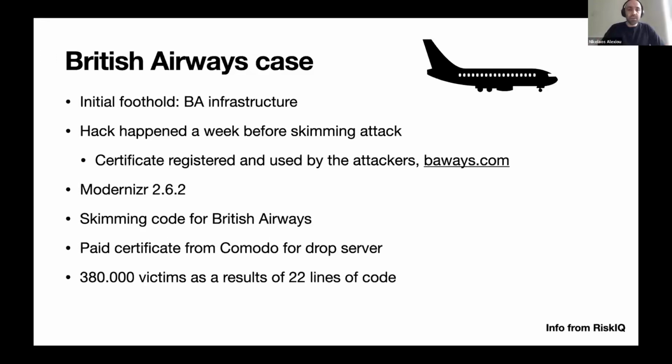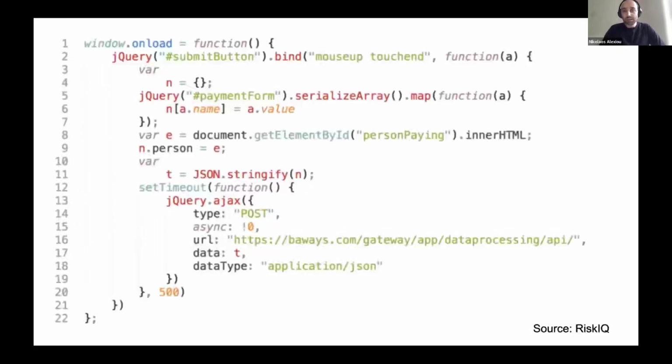And as a result of this attack, 380,000 victims lost credit card information to the attackers. And that happened because of 22 lines of code. And this is what these 22 lines of code looked like.